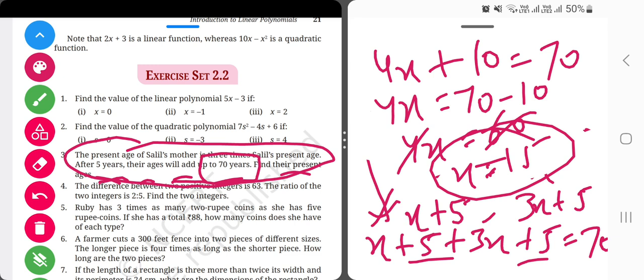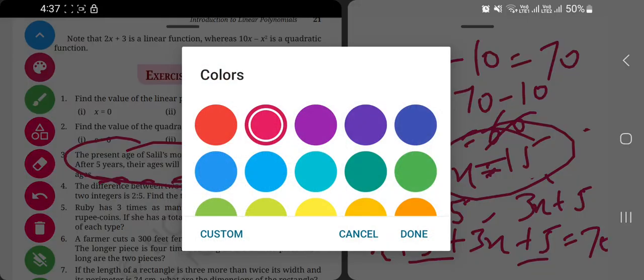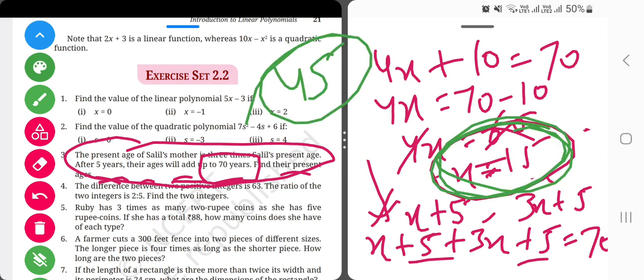So find their present age. If Salil is 15 years old, then what will be the age of his mother? His mother will be 15 multiplied by 3, that is 45. So the age of Salil's mother will be 45.